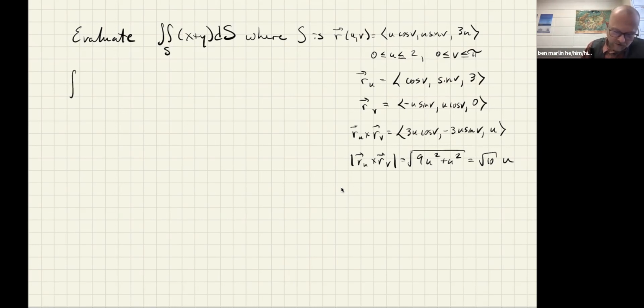So we'll have an integral, and now our x plus y. The x is just u cosine v, and the y is just u sine v. And then we need to put in this magnitude. So we have a square root of 10 and a u and a du dv. I got to write that right.